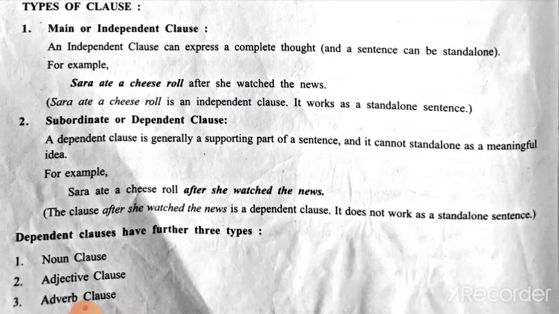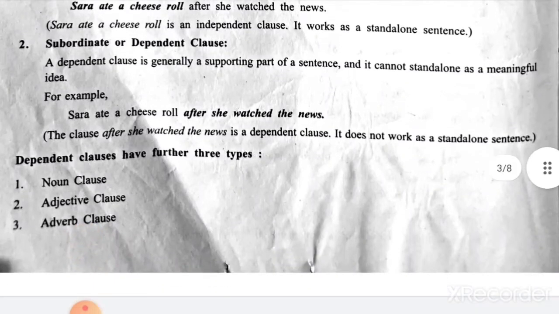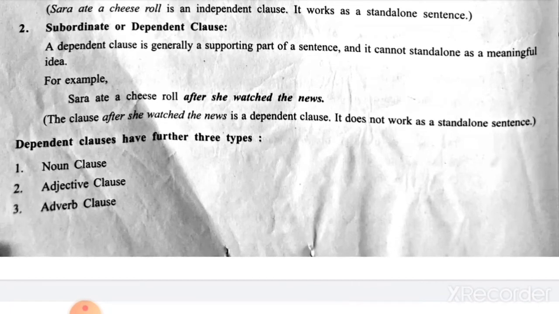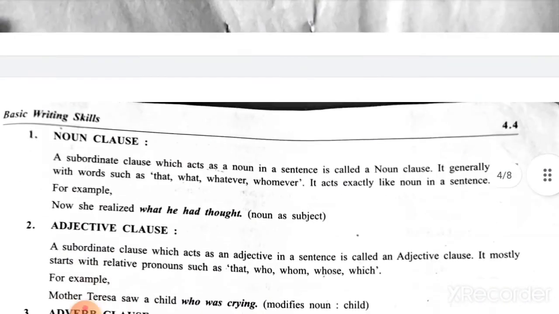So after she watched the news, that full sentence is subordinate or dependent clause, it depends on the first. The clause after she watched the news is a dependent clause. It does not work as a standalone sentence. Okay, if you say to someone just after she watched the news, there must be something main before it. Okay, so once you say after, it depends on the first sentence. Dependent clauses have further three types. Okay, noun, adjective, adverb clause.